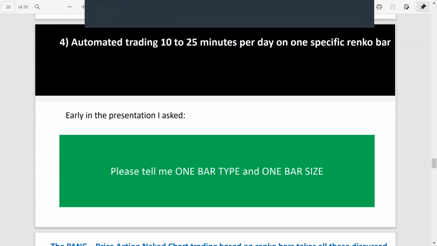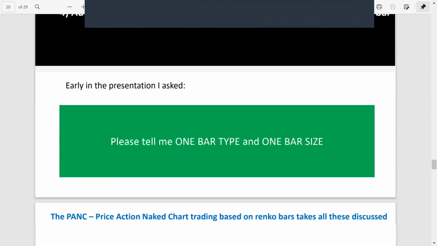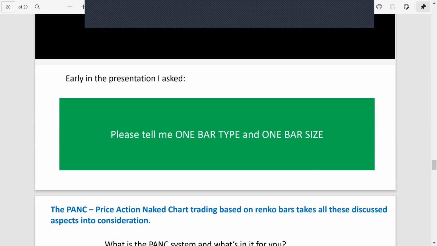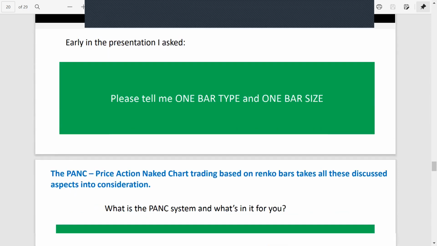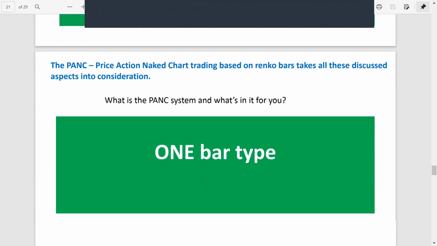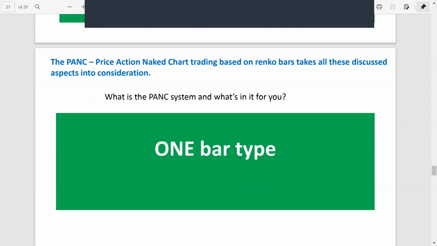And taking all of this together, for the Renko bars, I have put together an automated system that trades only 10 to 25 minutes per day on one specific Renko bar. So early in the presentation, I asked, please tell me one bar type and one bar size. And now I'm going to cover exactly what I have come up with to have that one bar size. I call it the PANC, P-A-N-C, price action naked chart, because it does not use any indicators.